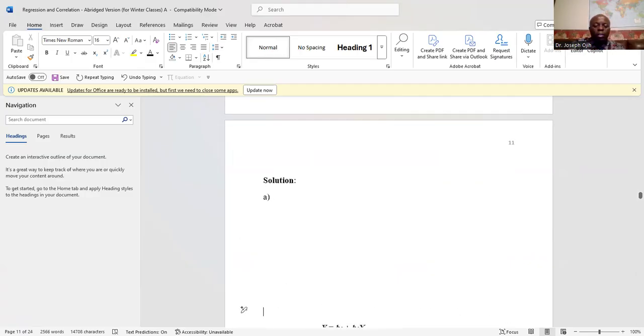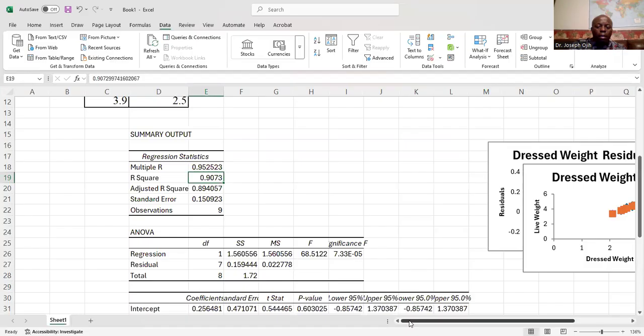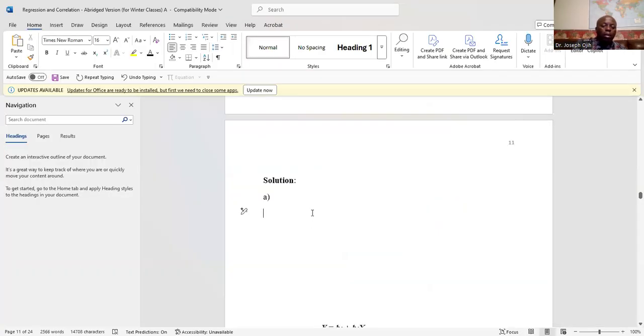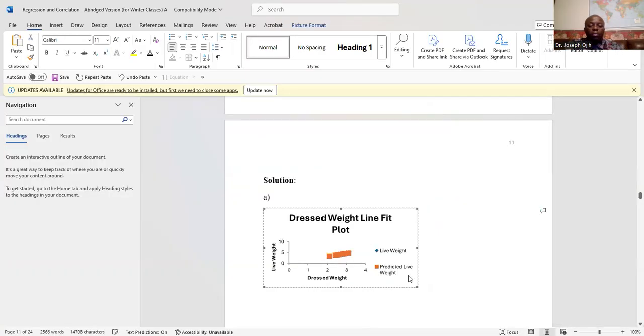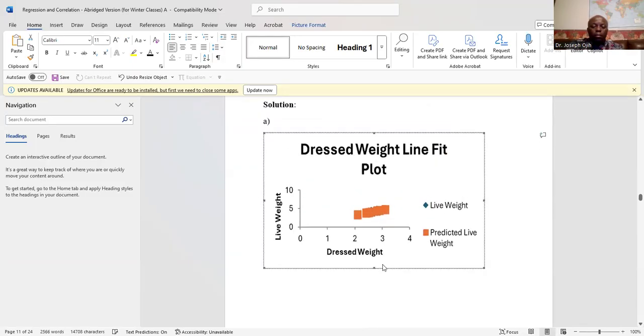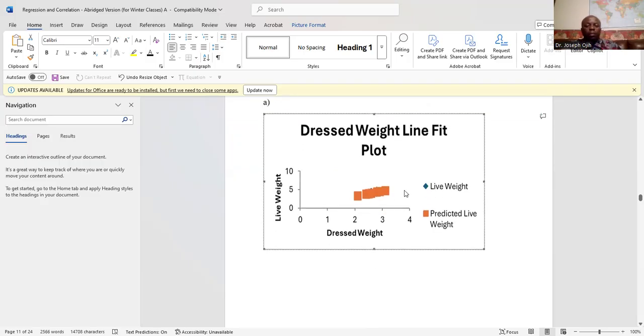It already gave us a scatter plot. And I'm going to pull it from this place. See the dress weight and live weight plots. So I'm going to click on it, Control C, copy it, and then paste it in this place in my main workbook. You can see the scatter plot. So you can see it plotted right here.